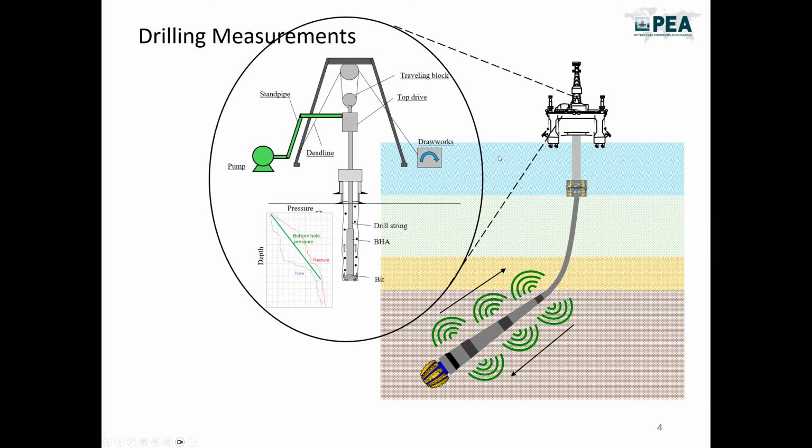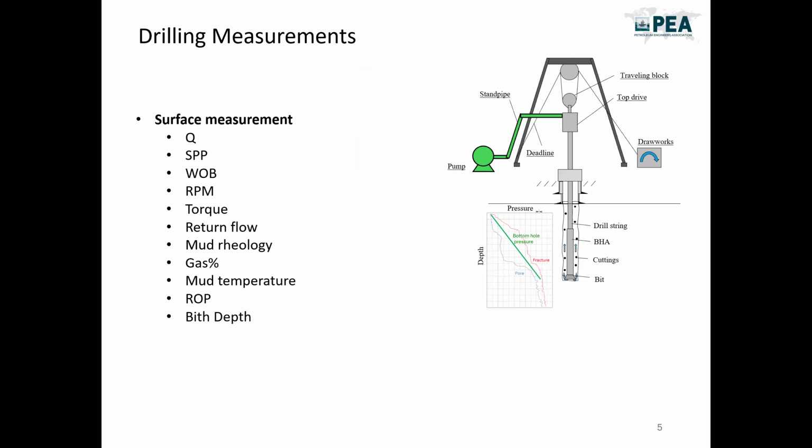All this data is collected from different tools like mud pumps, drawworks, top drive, traveling block, and so on. Here I listed some of these parameters as an example: flow rate, standpipe pressure, weight on bit, RPM, torque, return flow, ROP, bit depth, and so on. These are the data that we normally collect at the rig floor, and based on these parameters we make decisions and calculations with respect to the downhole.